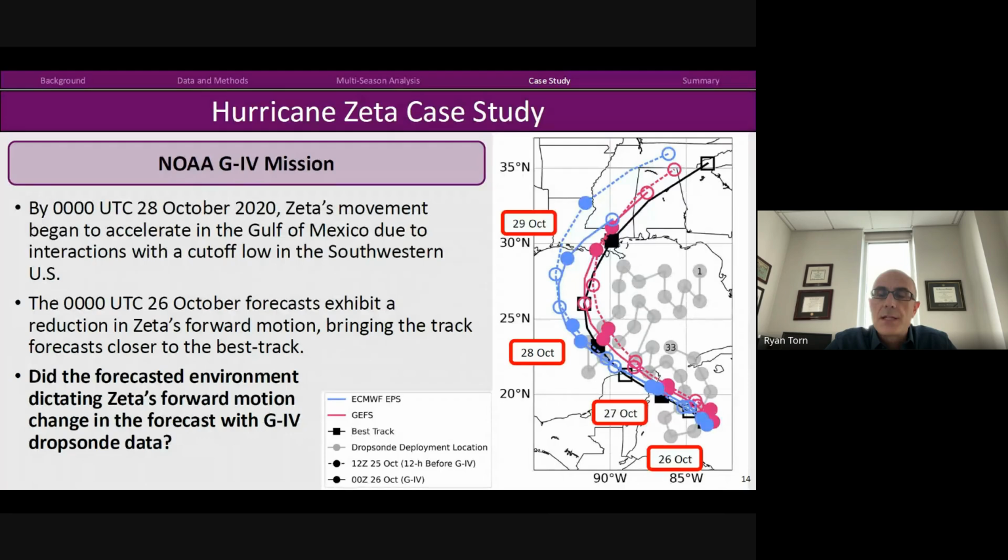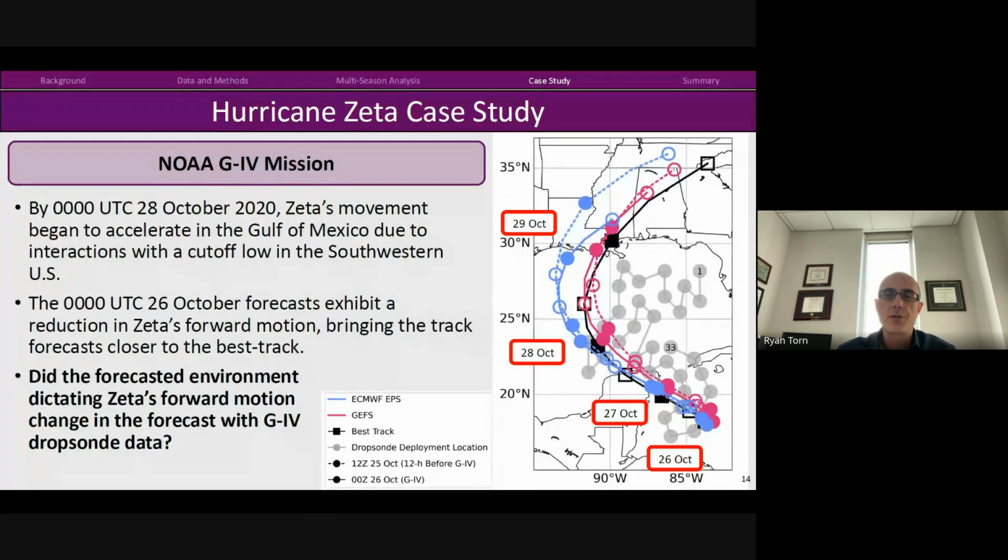And that's closer to the best track, particularly in the Gulf of Mexico. And so it's saying that the introduction of this dropsonde data, or the observations themselves, is helping to slow the storm down and be closer to best track. And you see that there's dropsondes in this case sampling both the Gulf of Mexico, which was indicated as the sensitive region, and around the storm itself. So we'll look at it.